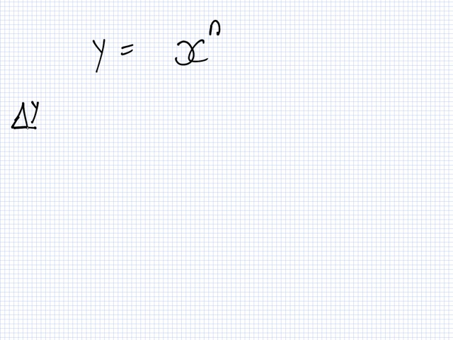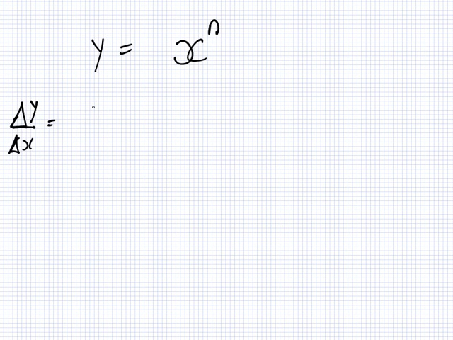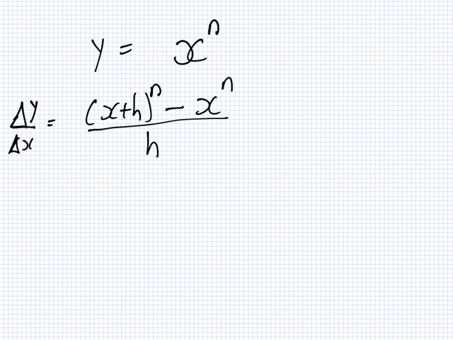Okay. As I was saying, delta y over delta x. Let's see what that is. So on the top, I have (x plus h) to the power n minus x^n, over h. Now, what can I do, or what can I use to simplify the top? What's the name of the lesson? What can I do to the top?